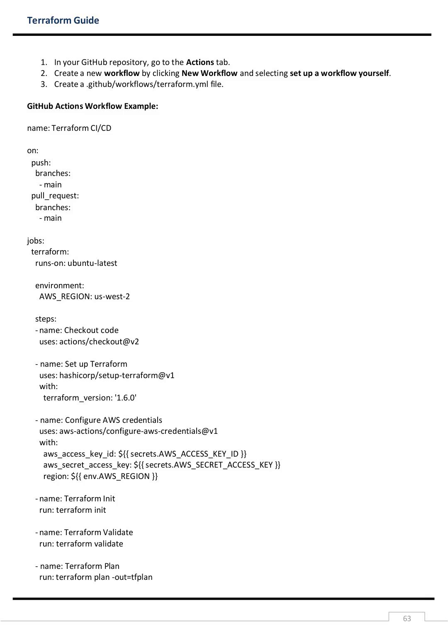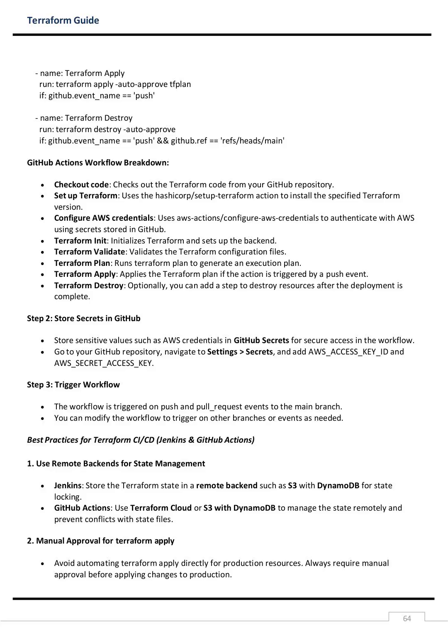Name: Terraform init, run: terraform init. Name: Terraform validate, run: terraform validate. Name: Terraform plan, run: terraform plan -out=tfplan. Name: Terraform apply, run: terraform apply -auto-approve tfplan, if GitHub event name is push. Name: Terraform destroy, run: terraform destroy -auto-approve, if GitHub event name is push and GitHub ref is refs/heads/main.